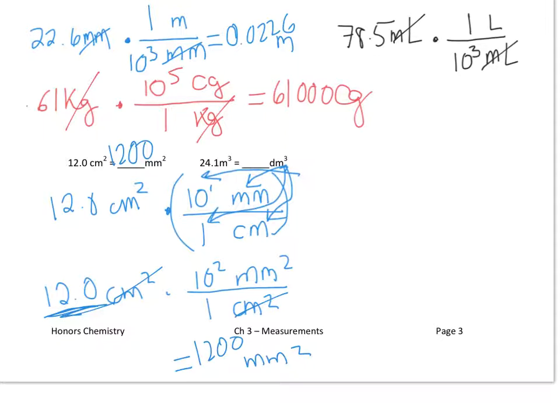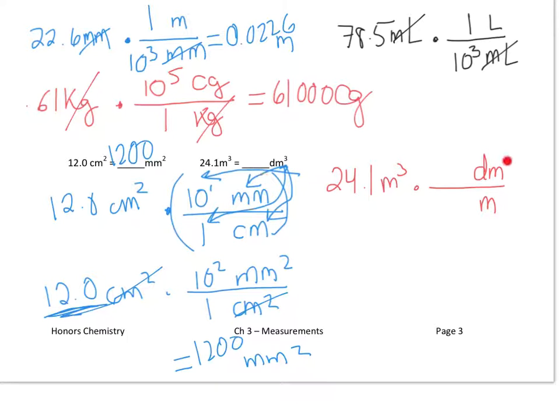Okay, so 2.41 meter cubed is how many decimeters cubed? So let me do that in red. So you write down what you have first, so 24.1 meters cubed. You start a decimal or a conversion factor. On the bottom you want the same units, but for now I'm going to ignore the cubed. On top you want decimeter cubed, but again for now I'm going to ignore the cubed because I don't know what the relationship is between a meter cubed and a decimeter cubed.